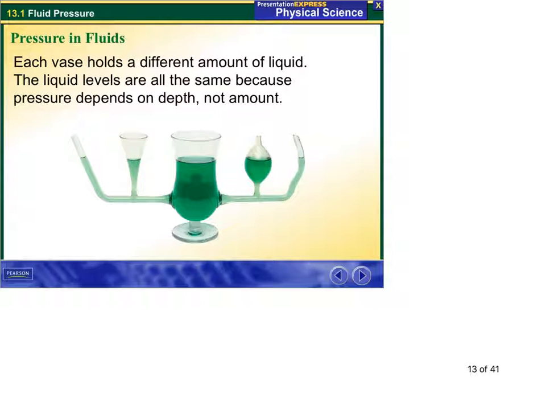Each vase holds a different amount of liquid. The liquids are all the same level because pressure depends on depth, not amount. So note that these are all the same level, even though there's a lot more fluid in this one than there is over here. But they'll balance out.